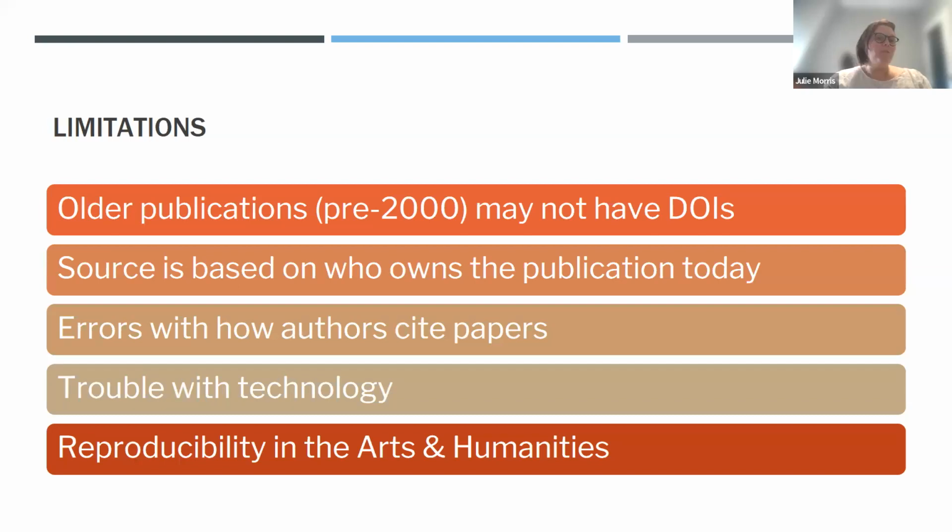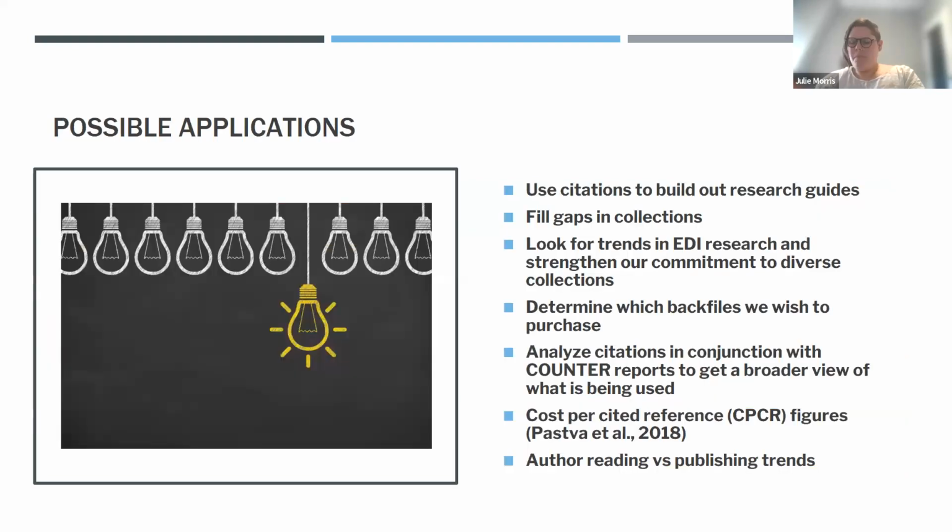There were errors with how papers were cited because it was pulled directly from reference lists. I had some trouble with technology in terms of computing power with my laptop, which has since been figured out. And then I would also suggest that reproducibility in the arts and humanities might be a bit more of a challenge with using Scopus data that relies a bit more heavily on STEM fields.